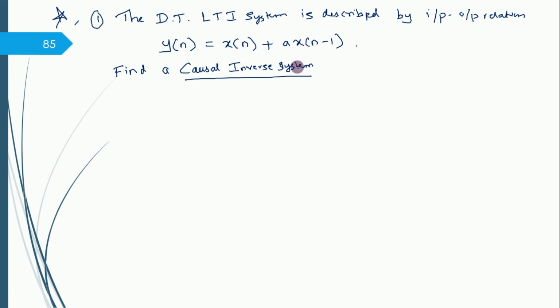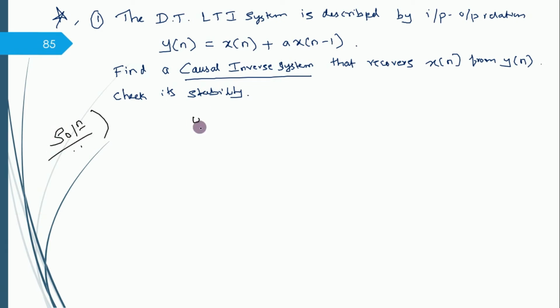I'll highlight this, it's important. In a system that recovers x of n from y of n, you have to check for the system invertibility, and you should find its inverse system. Also check its stability. Now the solution goes like this.